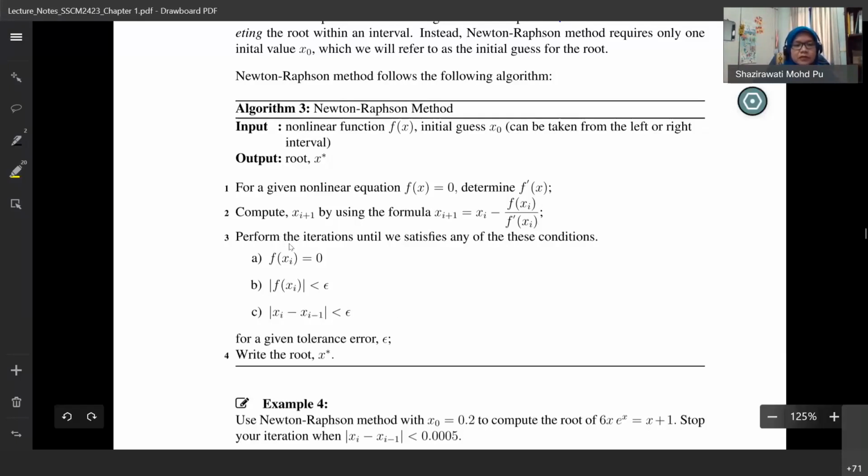And then the stopping condition: perform the iteration until we satisfy any of these conditions. f(x) equal to 0, the absolute value of f(x_i) less than the given epsilon, and also the third one, the difference between two consecutive x, the current minus the previous x. Because you can see from the graph just now, if the distance between your x_i and x_{i+1} is close enough, meaning that you are already at the root itself. So that's why we have this condition.